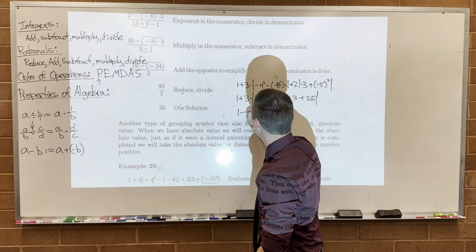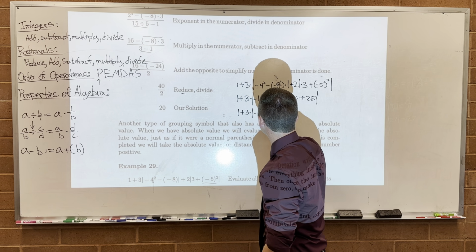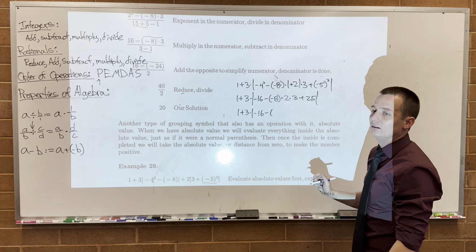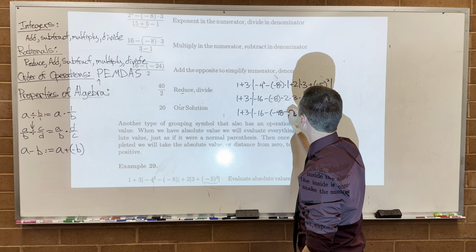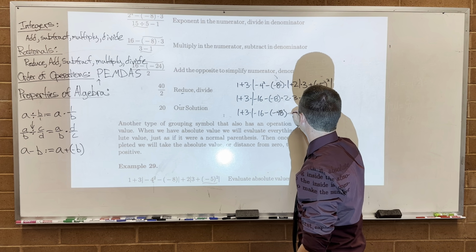So this is equal to 1 plus 3 times absolute value. We have negative 16. And we have negative. When we multiply these three things together, we got negative 48. And then we have plus 25, and absolute value. Okay, let's add all these up. Remember, when you subtract a negative, that's the same as adding a positive. So negative 16 plus 48 is positive 32. If you owe me $16 and then you make $48, you're left with $32. Okay, so this is going to be 32.